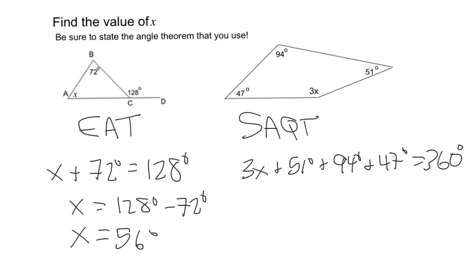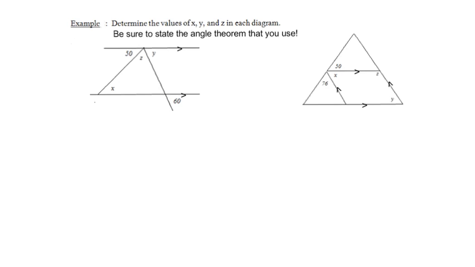So 3x equals 168 degrees. And then I divide that by 3, so I get x equals 56 degrees. Same thing as before. Okay? So there you go. There you have it.